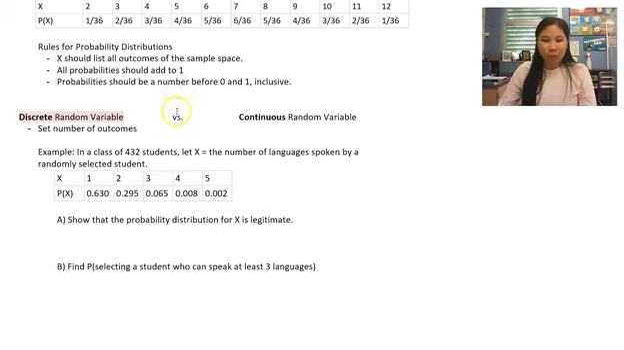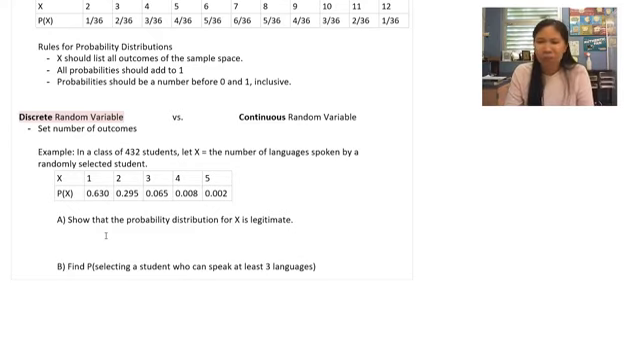The types of things we'll want to be able to do are, like, part A: show that the probability distribution for x is legitimate. When they say legitimate, it's just asking, is it following the 3 rules that we listed out? Really quickly, we want to make sure that x lists all possible outcomes of the sample space. So we have to make sure that there's no one in that group that speaks 0 languages, because that would be pretty sad if they couldn't speak any language, and that there's nobody speaking more than 5 languages.